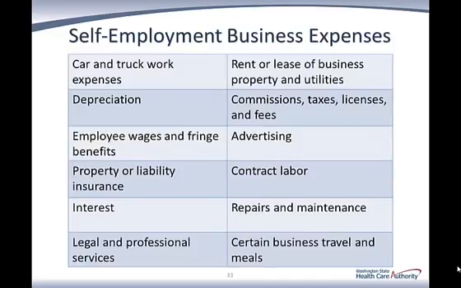For those who are self-employed, the following costs can be subtracted from the gross income to determine net self-employment income. This includes, but is not limited to, car and truck expenses, depreciation, employee wages and fringe benefits, advertising, repairs and maintenance, and certain business travel and meals.